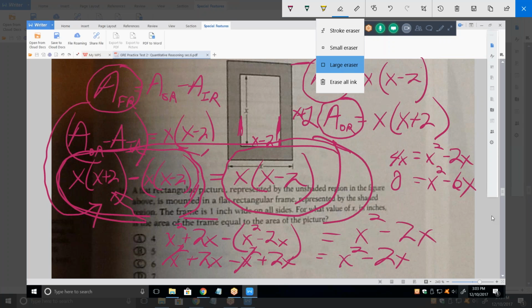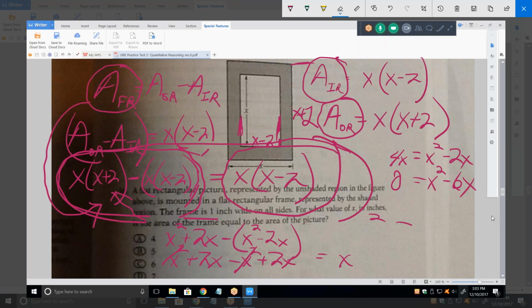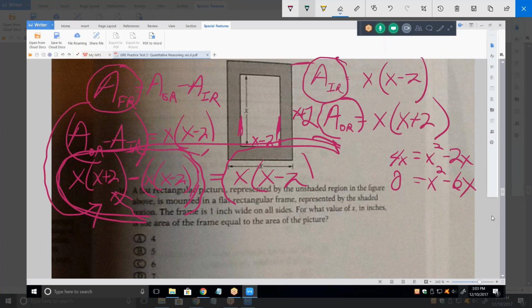Okay. Now let's solve that. How do you solve that? Well, you take an x out. So I got 0 equals, you factor an x out, giving me x times x minus 6. Solving this equation, what are my 2 solutions? 0 is one of them. Minus 6, no, plus 6.